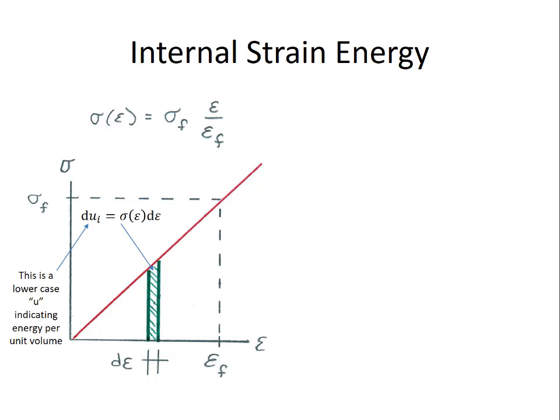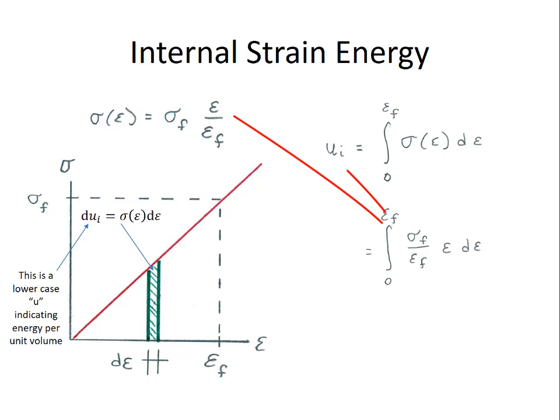Strain energy per unit volume we can call the strain energy density. So to calculate the strain energy density, we'll integrate that small differential bit of internal strain energy density, going from 0 to the final strain, substitute the expression for sigma as a function of epsilon, perform the integration, evaluate at the endpoints, and we get that final expression.